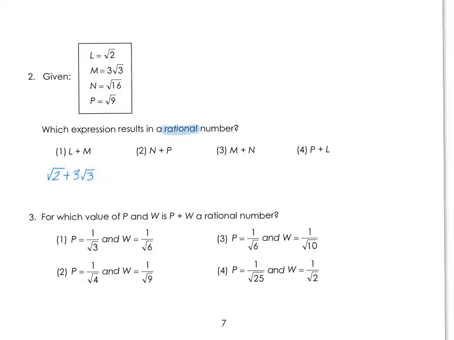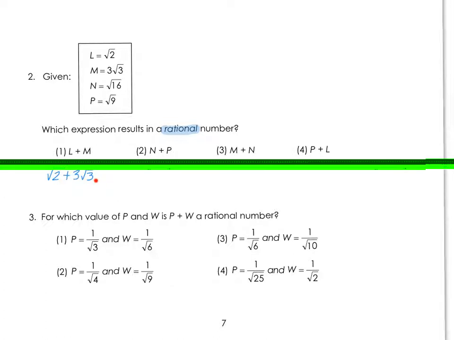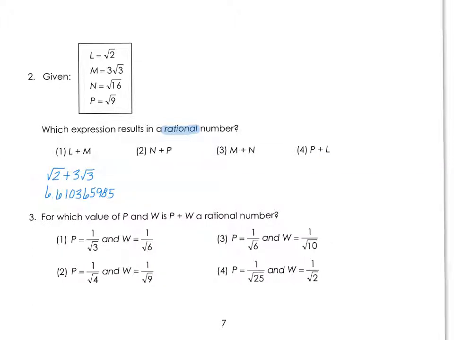So it's radical 2, and then we're adding 3 radical 3. And then when we do that in our calculator, we get this long decimal, non-terminating, non-repeating, can't be written as a fraction. That's irrational, so that's not the answer.